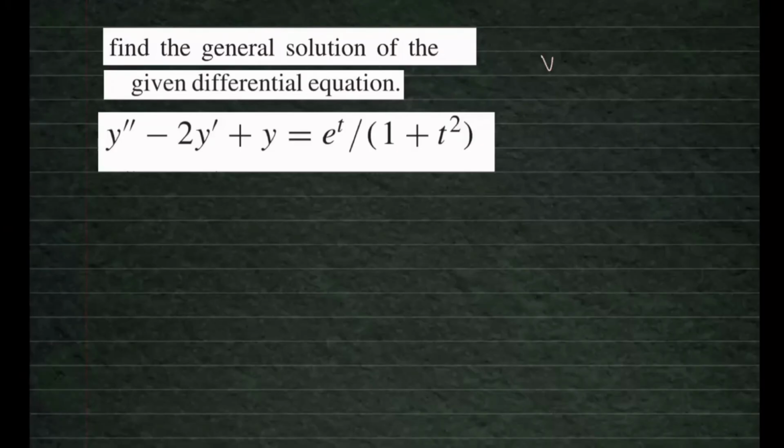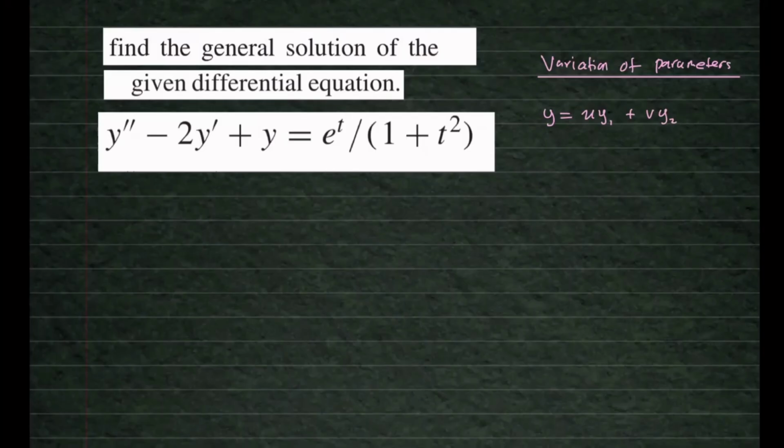So we know for the method of variation of parameters, we use the following formula to get our general solution. So we know the general solution y is going to be u times y1 plus v times y2, where y1 and y2 are the solution of the corresponding homogeneous equation. And here we know that u is given as negative integral of g times y2 over the Wronskian dt, or dx if x is your independent variable.